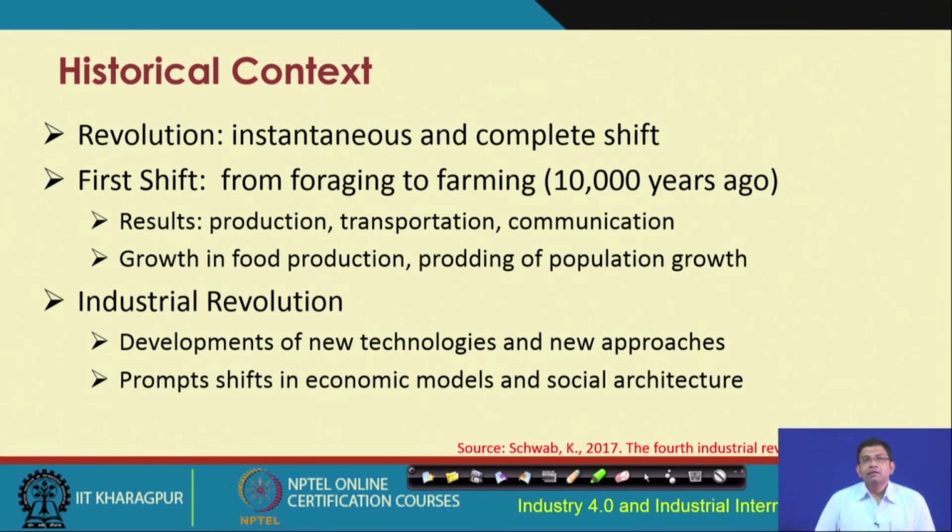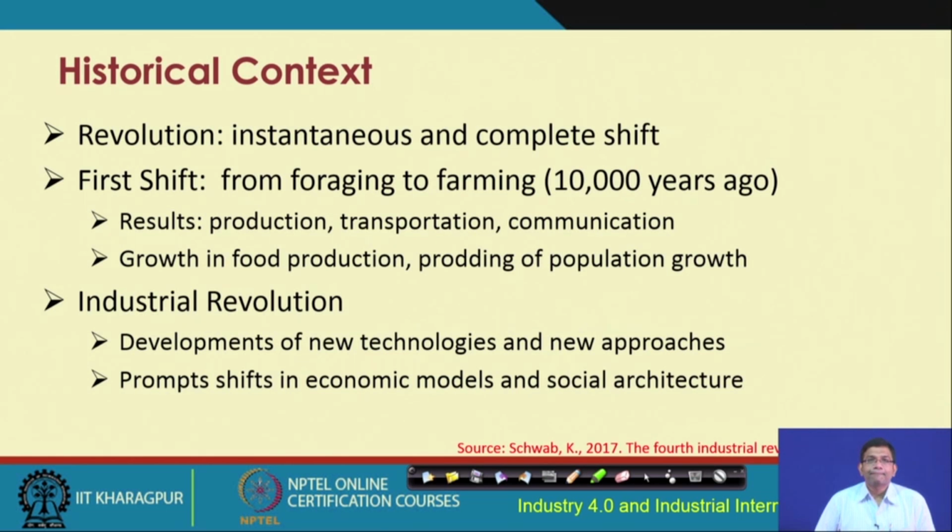Where basically different crops were grown, different vegetable plants, different fruit plantations were started and so on. So, the result of this transformation from foraging to farming was that there was increased production, increased communication between different humans and so on. So, there was growth of food production as the population growth increased, and this we are talking about more than 10,000 years back.